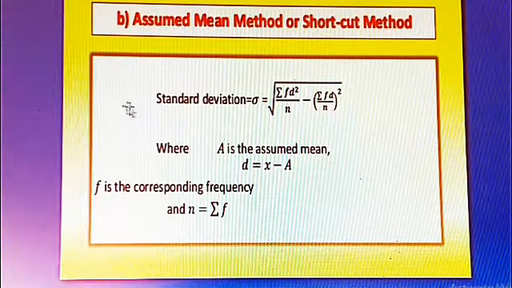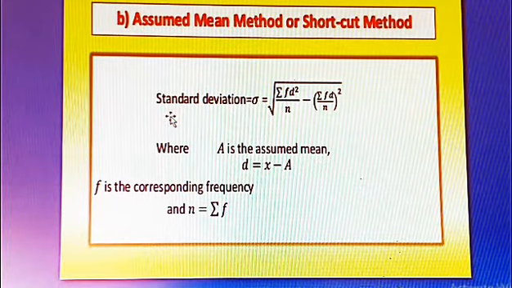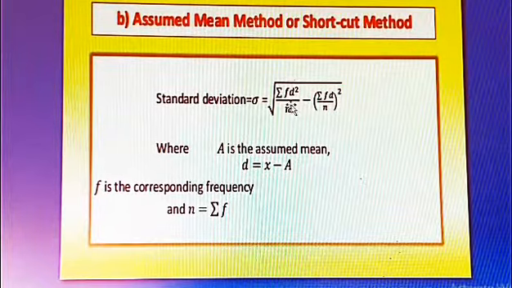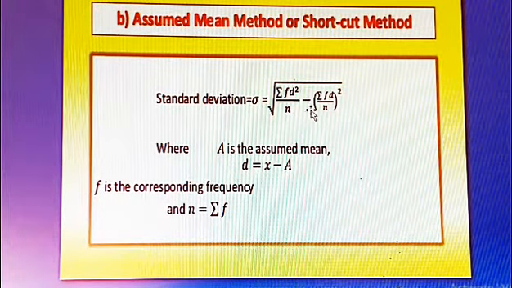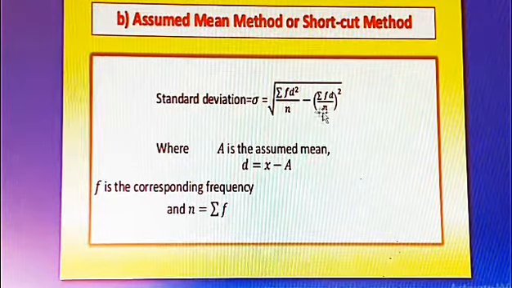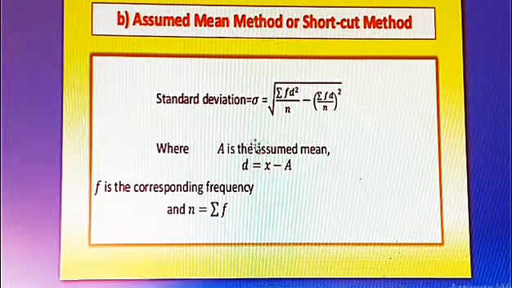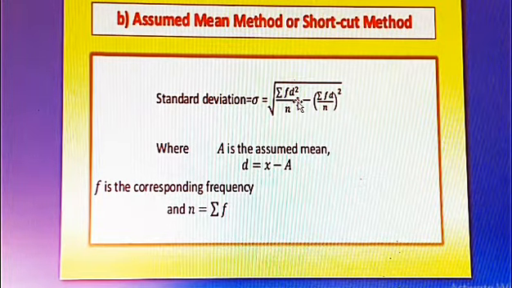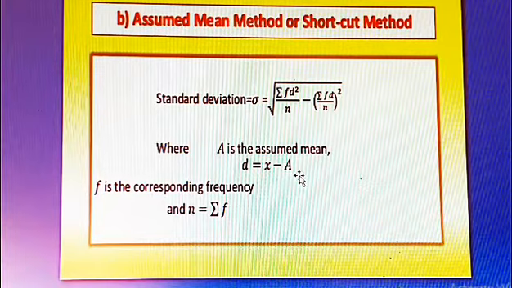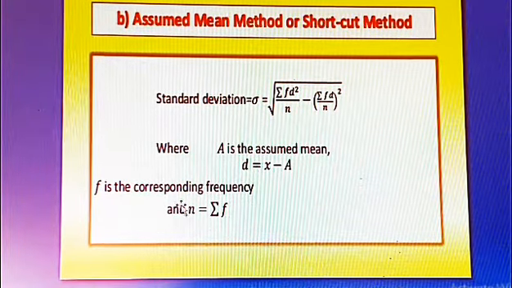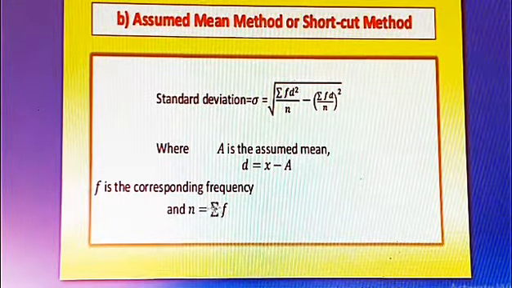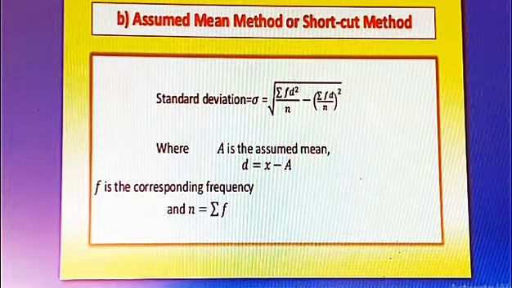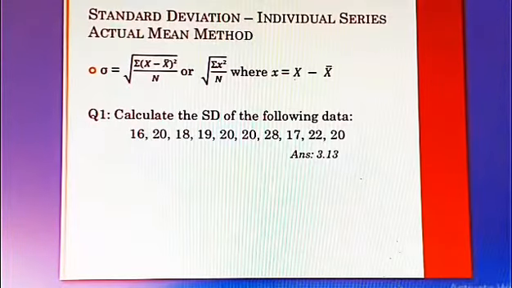The next formula you have to remember is, if the frequency is given, standard deviation sigma is equal to the square root of summation of fd square divided by n, minus the square of summation of fd divided by n, where a is the assumed mean. Here d is equal to x minus a, f is your frequency, and n is your total frequency. We'll do a problem based on this for better understanding. You can take down the two important formulas.